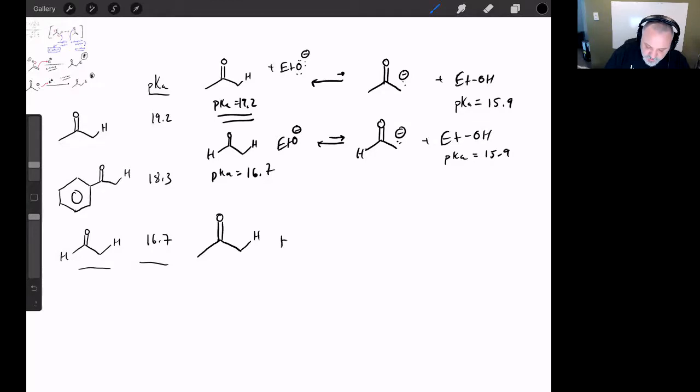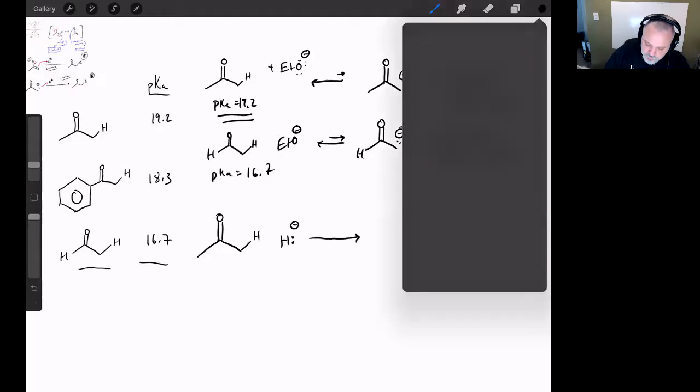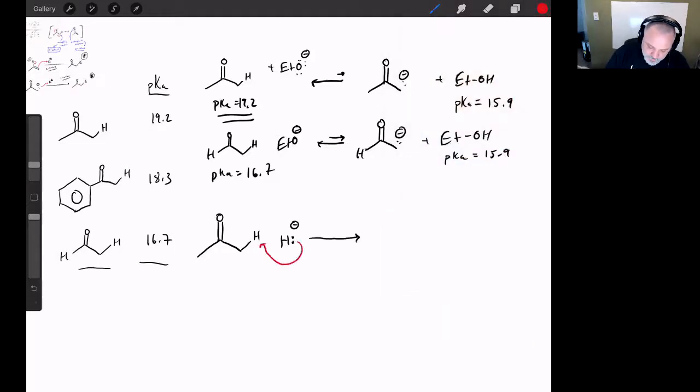If I use hydride to remove the proton, then I form the enolate, and I form hydrogen gas. And of course, hydrogen gas will escape the system, and as it escapes the system, it's going to continue to move the reaction in the direction of products. So this is irreversible in that sense. So this would be irreversible enolate formation.